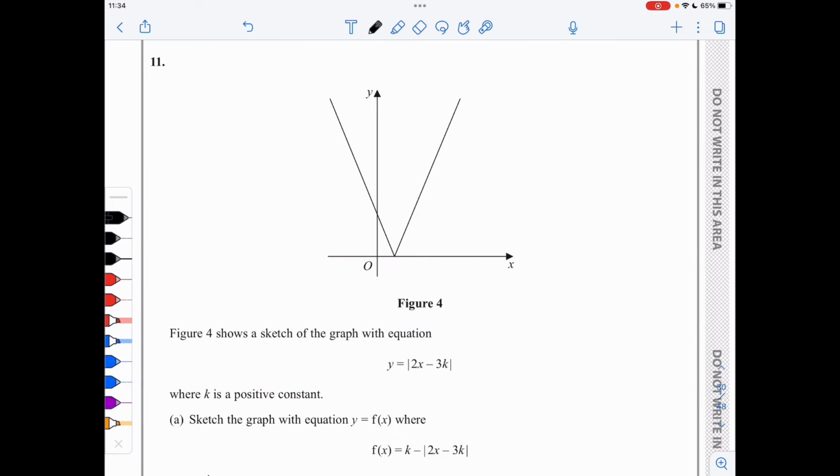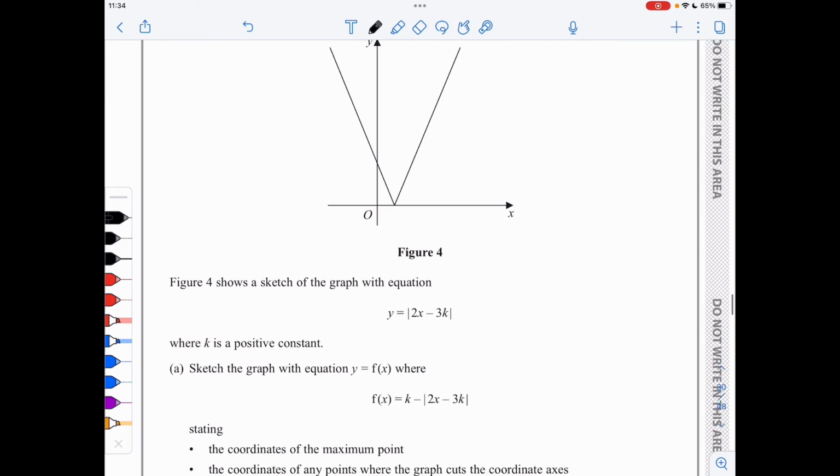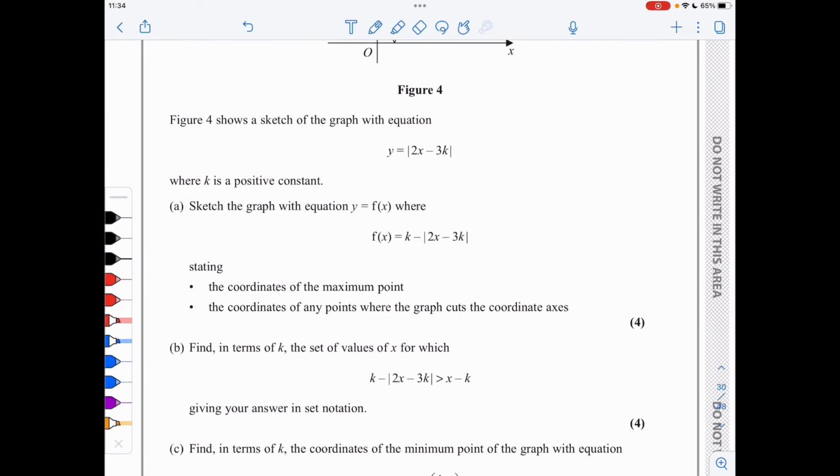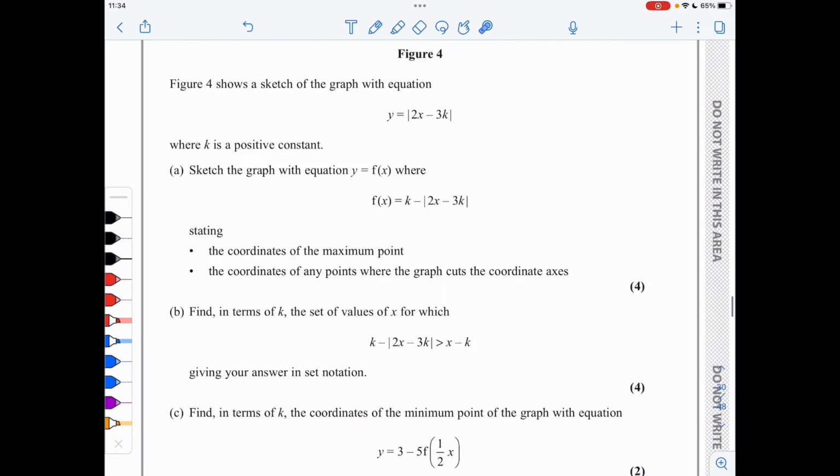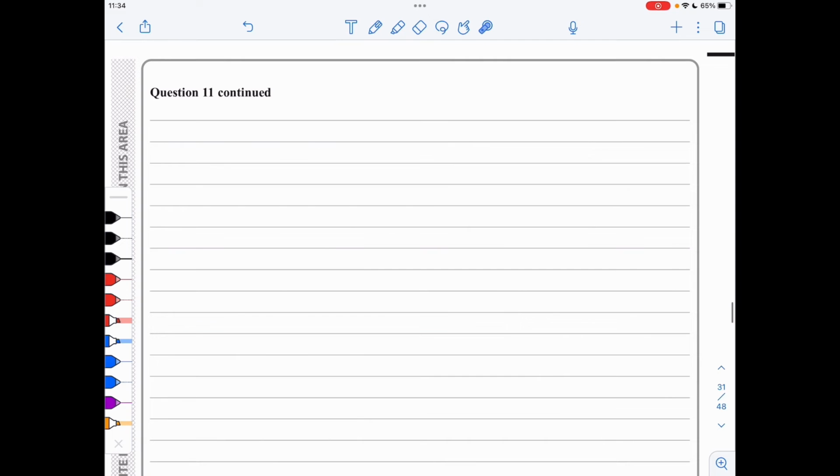Question 11, we've got a sketch of the graph with equation y is the modulus of 2x minus 3k. And we need to sketch the graph with equation f of x is k minus the modulus of 2x minus 3k. We need to show the coordinates of the maximum point and where it cuts the axes. So I always like to start by splitting what I have been given. So I will start with f of x is k minus the modulus of 2x minus 3k.